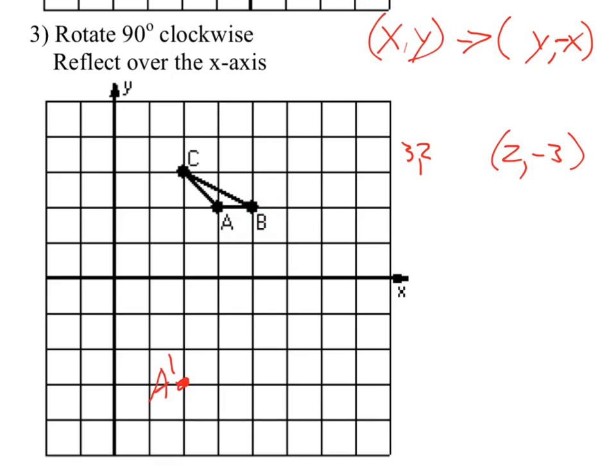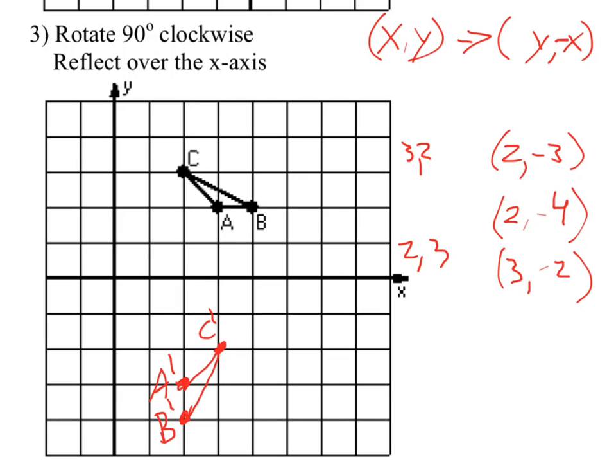B is at 4, 2, which means the end result is going to be 2, negative 4, so there's B prime. And then C is at 2, 3, so we can get 3, negative 2 for the end result on C. 3, negative 2, so there we go, there's C prime. Connect those up, you'll get that lovely triangle in that new location.